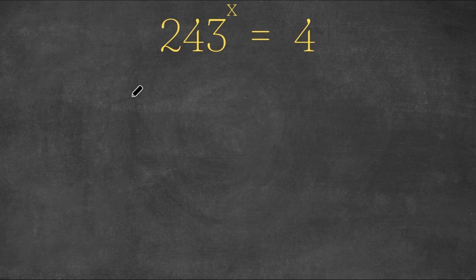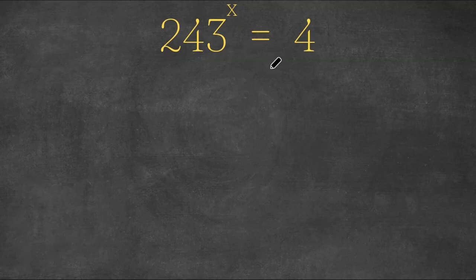In today's video, I'm going to be teaching you guys how to solve this exponential problem. So our problem here is 243 to the power of x, or 243 to the power of what, equals 4. Our goal here is to find the value of x. Well, there's actually two ways of doing this. Depending on what you think, you could either use the first method or the second method.